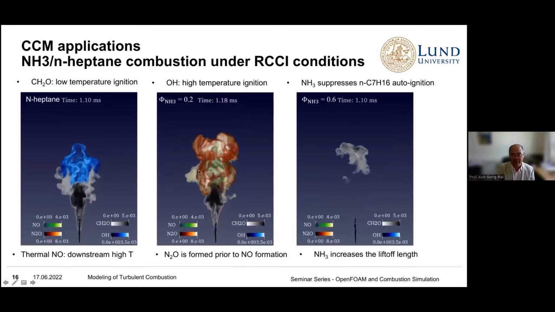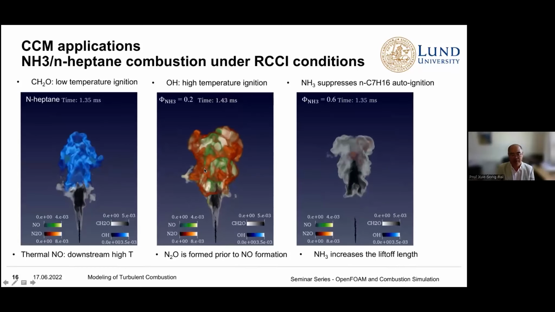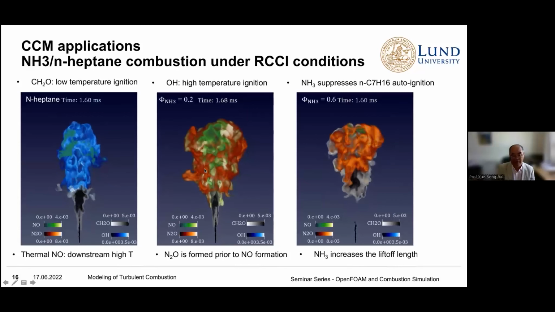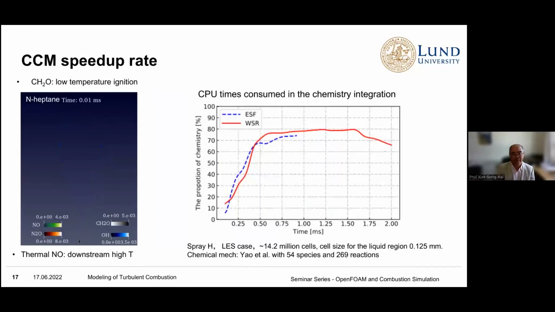And such a study indicates where N2O is formed, and perhaps one can find a way to get rid of N2O. Okay, coming back to CCM speed up rate. So for this case, n-heptane spray case, we have calculated the total CPU time needed and the CPU time consumed in the chemistry integration.